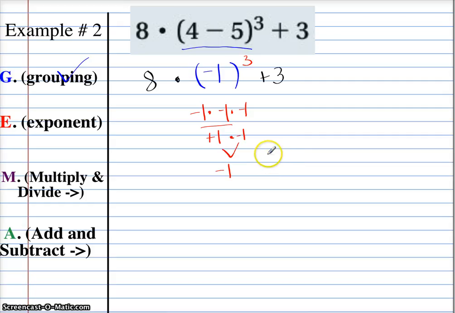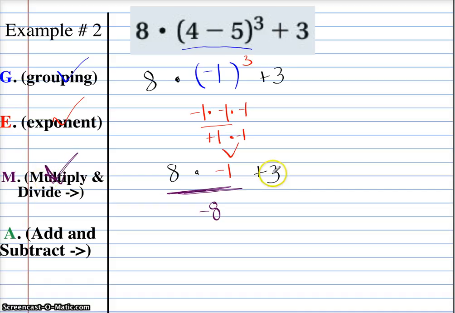I'll bring the rest of this problem down. Here's my +3. Here's my 8 times -1. We can check off exponents. We'll do multiply and divide next. So here's my multiply. 8 times -1 is -8. And I'm done. No more multiply and divide.